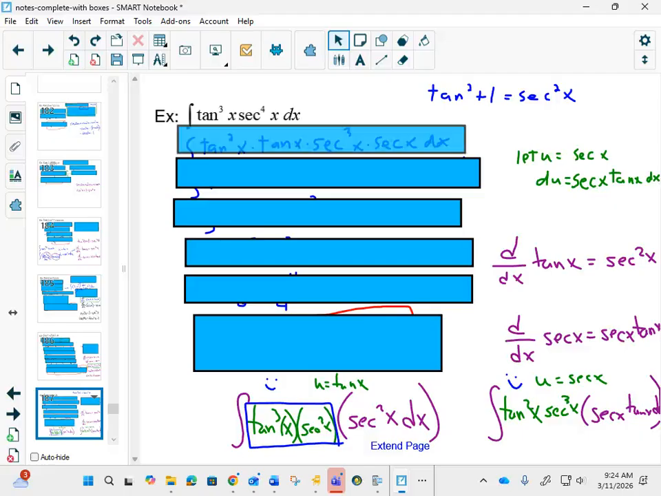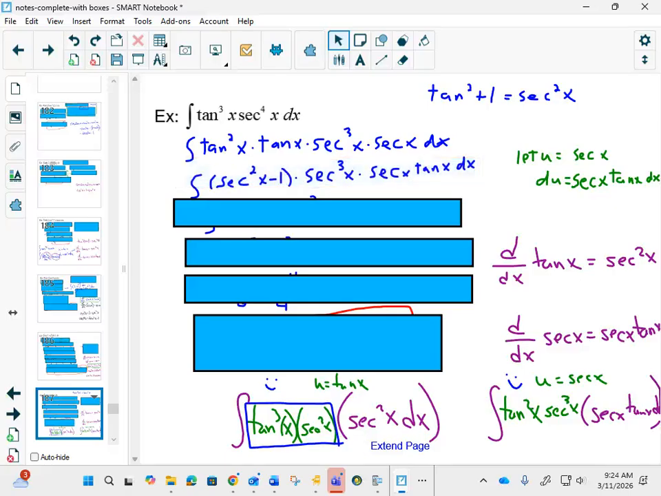If I make my u secant x, I need to rewrite this like I did here with the purple and the green. I just broke it up a little bit slower here. But my tan squared x, I could change to secant squared x minus 1. I still have the secant cubed x, and then I'll put this in purple brackets. No, those are green brackets. I really try to make them purple. There.